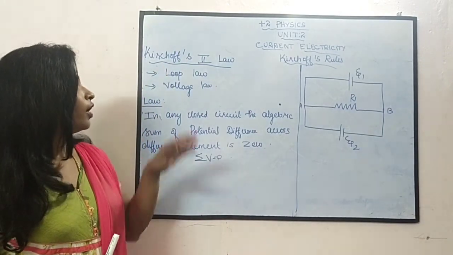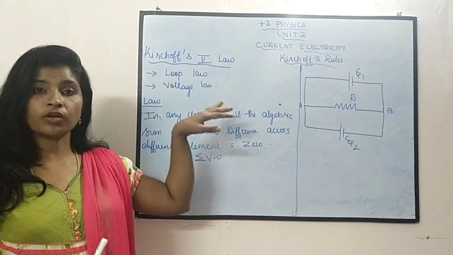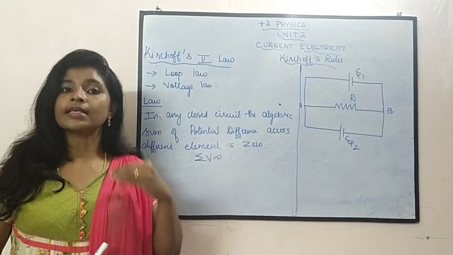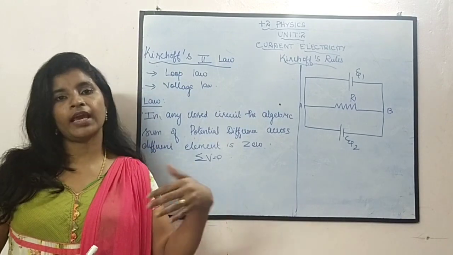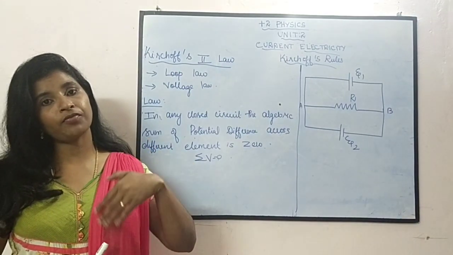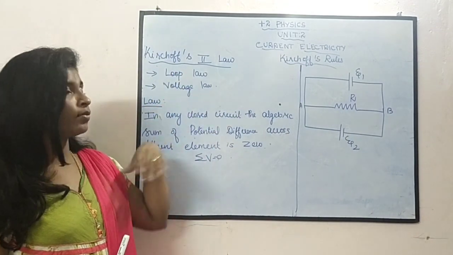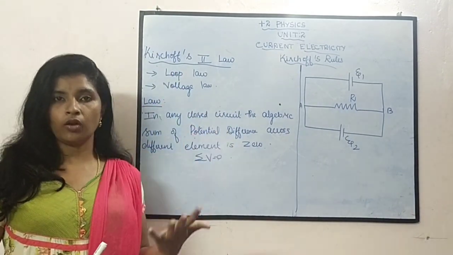Okay, so the Kirchoff second law is also called the loop law. Why is it also called the loop law? Because it is applicable for loops. Kirchoff first law is applicable for the junctions. Here it is applicable for the loop. So it is called the loop law.